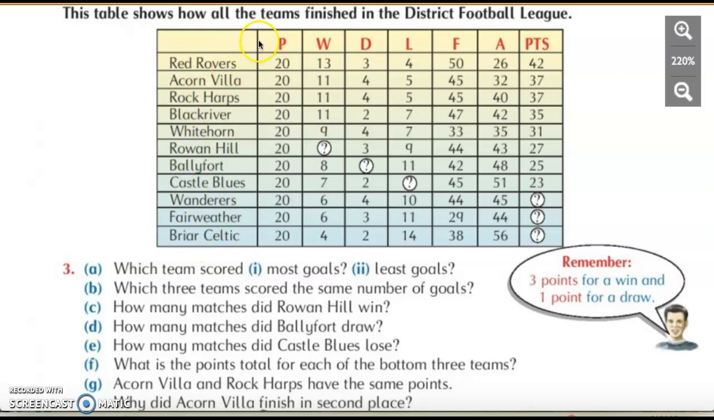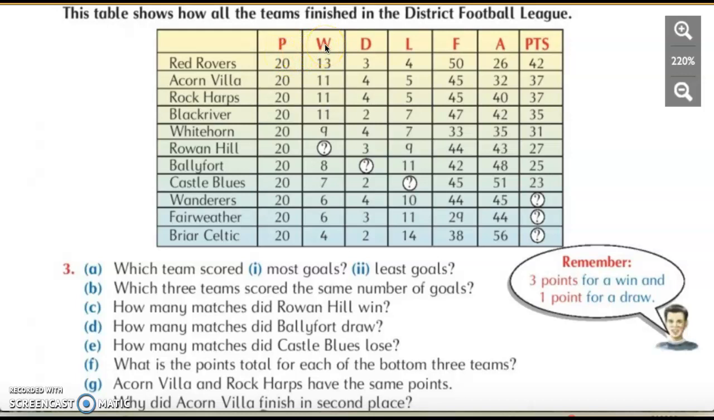Now, the red letters across the top are very, very important to help us when we're answering the questions down here. P stands for played. Every team has the same number for P, which is 20. So, every team played 20 matches.